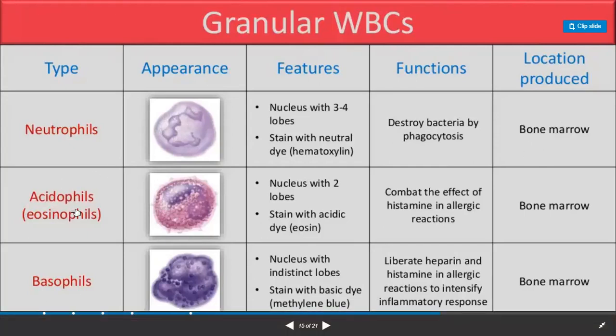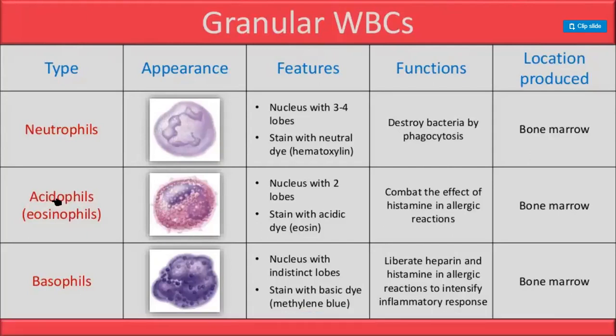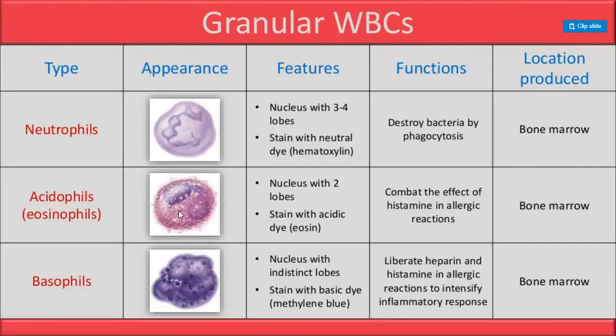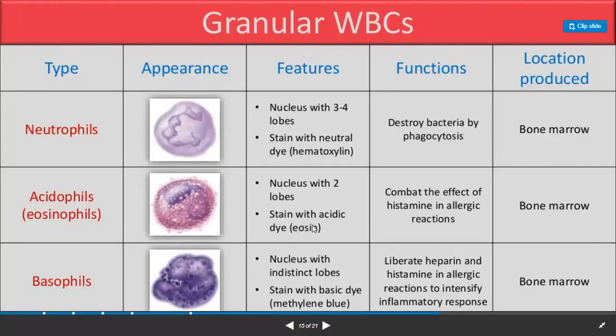Now, the second type of the granular white blood cell is the acidophils. The acidophils have two lobes. This is one lobe and this is another lobe. Because of the stain, you can see the granules in the cytoplasm, yeah? Now, when you stain this with an acidic dye, which is called eosin, it gives you this almost pink color. That is why it is called eosinophil, because it reacts to eosin. So you can call it eosinophil or you call it acidophil.